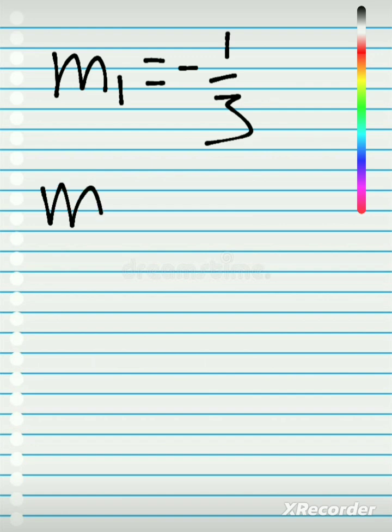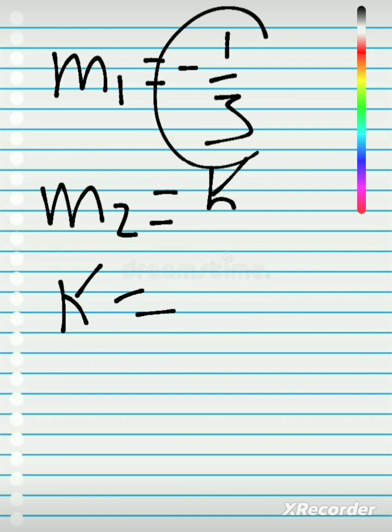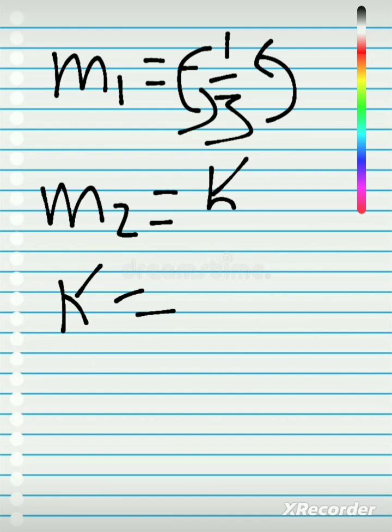So our m2 is k. When they are perpendicular lines, if the first one is a fraction, what you do is you take this up, you take this down, and you change the sign. So it will be 3 over 1, and the sign changes. It was negative, it becomes positive. If it was positive, it could have become negative. So our k is 3.